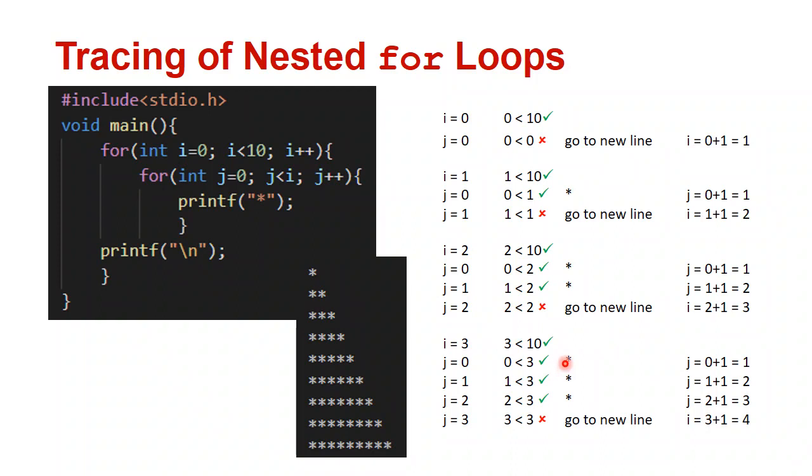In the next iteration there are 3 stars, so here 3 stars. Like that it will iterate until 9 stars print. Okay, I think you can understand these things.